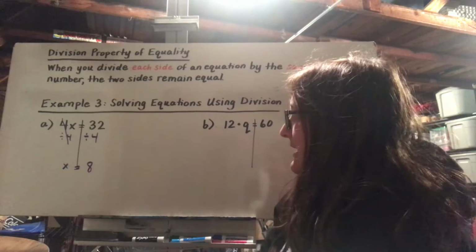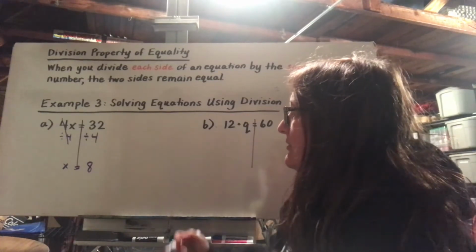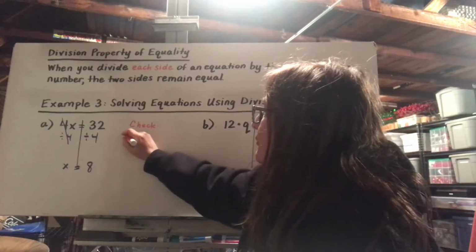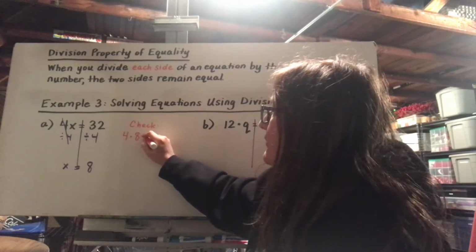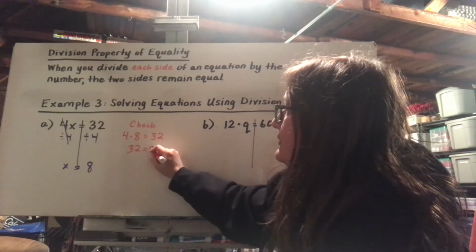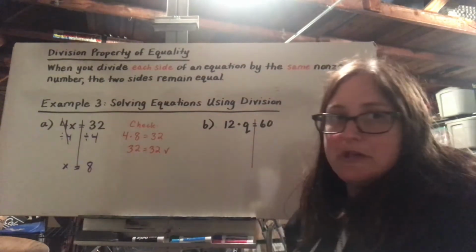So I want to check my answer. So I plug that 8 back into the original problem, which was 4 times x. I'm putting 8 in for x. 4 times 8, I can check it on my calculator, is 32. So they're both equal on both sides.